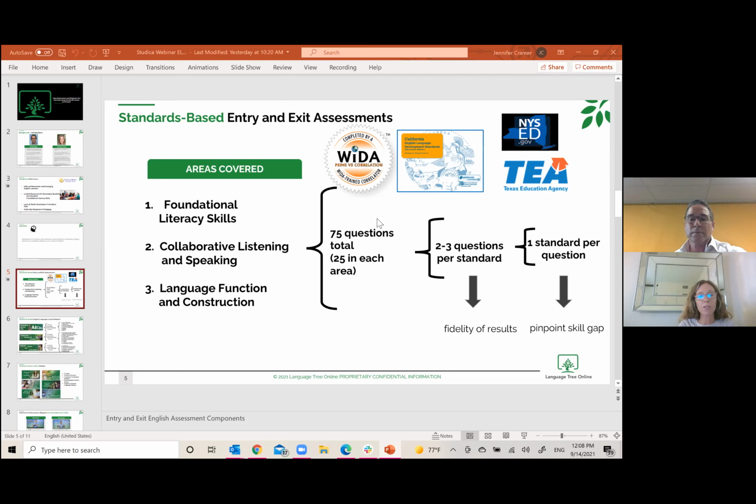In order to do that, we broke it into three areas. I like to refer to them as buckets. We have the foundational literacy skills, the collaborative listening and speaking, and the language function and construction bucket. We put a single ELD standard per question. So one standard per question, but we have more than one question with that standard in it. Each bucket has 25 questions, so all in, it's a very thorough assessment, 75.